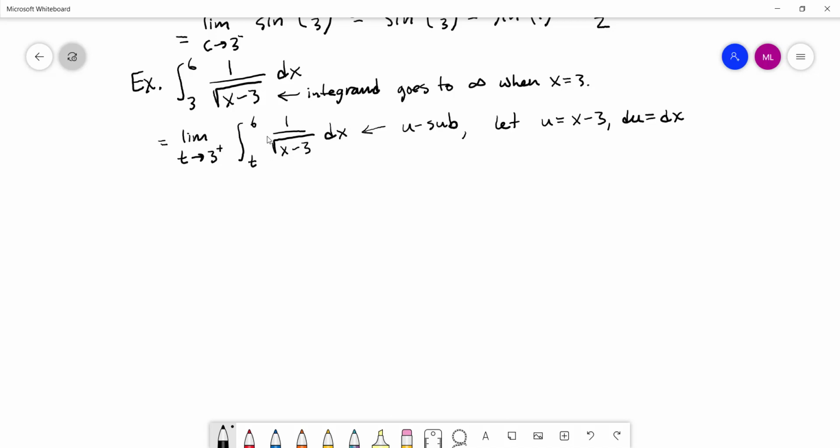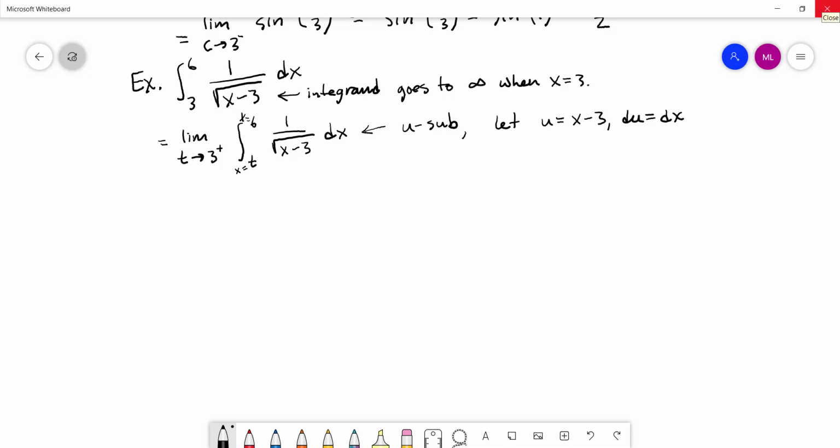So I'm going to, again, keep my bounds here as x equals 6 and x equals t, and I'm not going to convert them into u's. I'm going to leave u out of it. So I'm going to do the integration with respect to u, but then I'm going to convert back to x for actually evaluating the bounds and the limit.